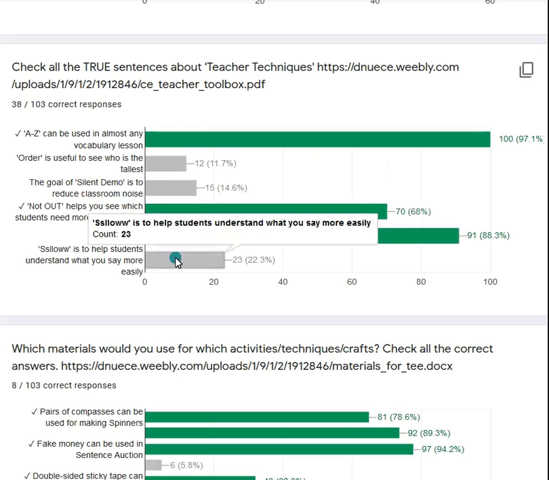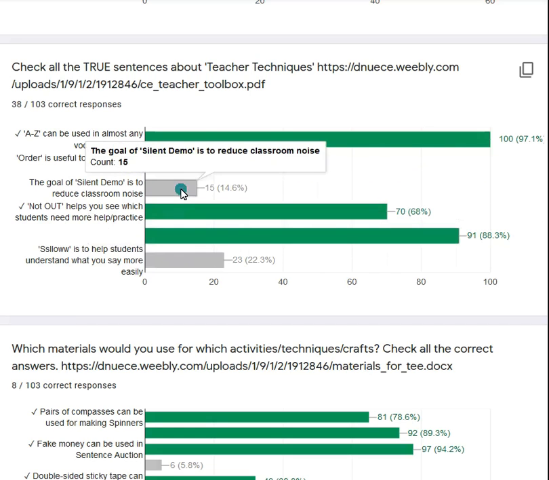Now, to go to the wrong ones: no, slow is a way to help students speak more so they can guess what you're writing on the board. No, silent demo is a way to get students speaking more again. We didn't cover that, but if you looked it up on the Weebly, you'll see that silent demo is you demonstrate silently. Students have to tell you what you're doing. So they're basically telling you the directions of a game.